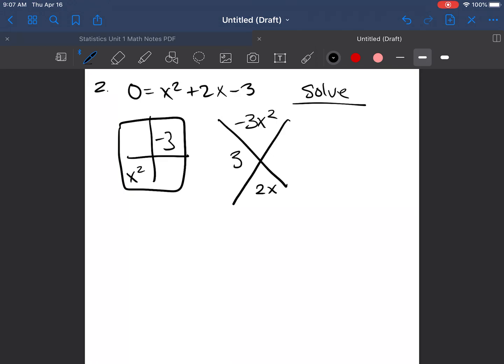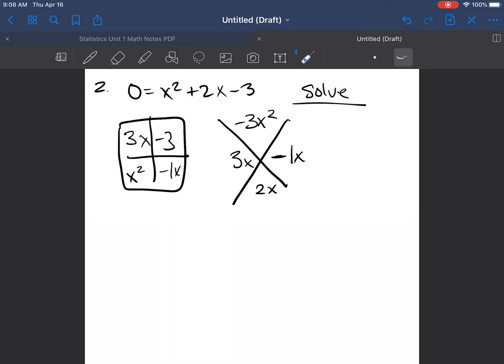So I'm going to have 3x and 1x. I know one of them has to be negative because there's a negative here. But I know that the larger term will be positive because this one is positive. So just to check, 3x times negative 1x is negative 3x. And 3 minus 1 is 2. So I can put my terms in my box.